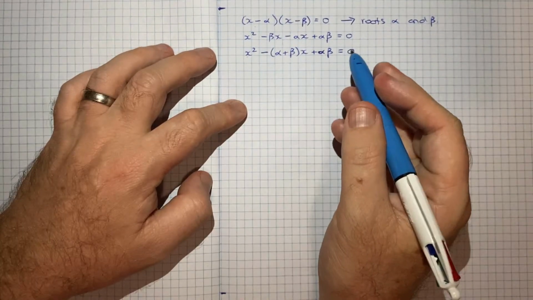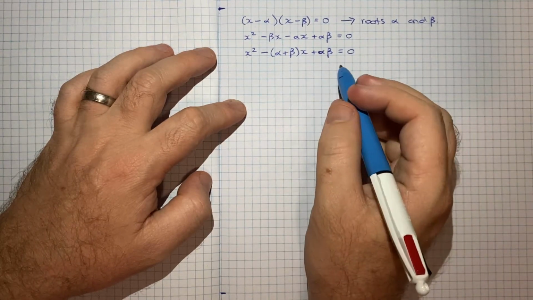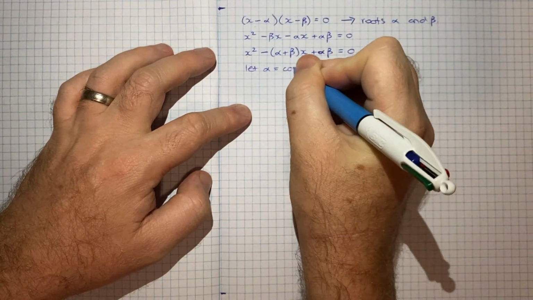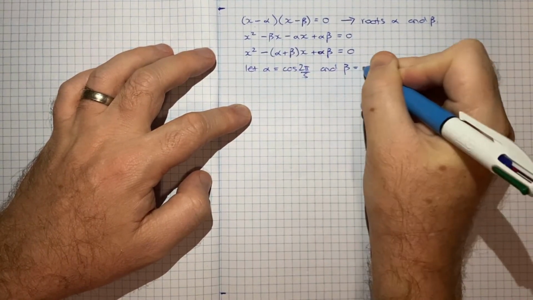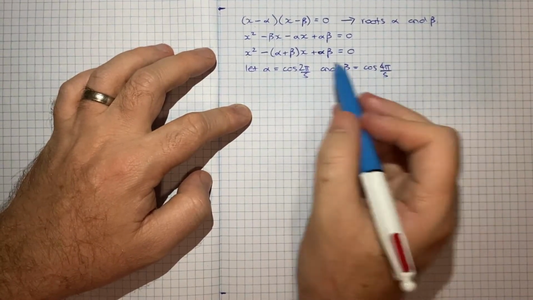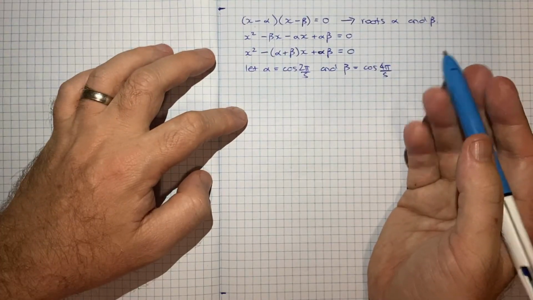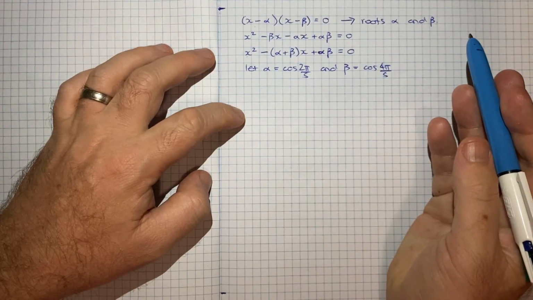Now what we have to do is say, if we want cos 2π/5 and cos 4π/5 to be our roots, then we just let α equal cos 2π/5 and β equal cos 4π/5. Insert those values into this form of the quadratic and we'll have our answer. So you can see this is much simpler than what I initially went with.